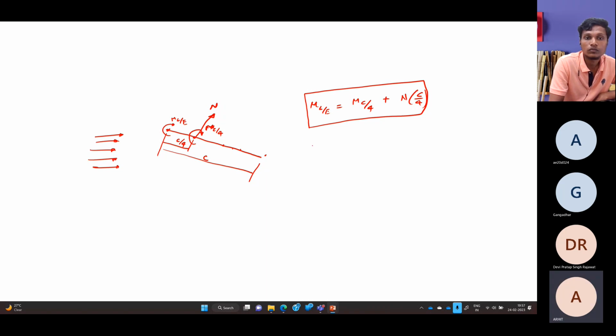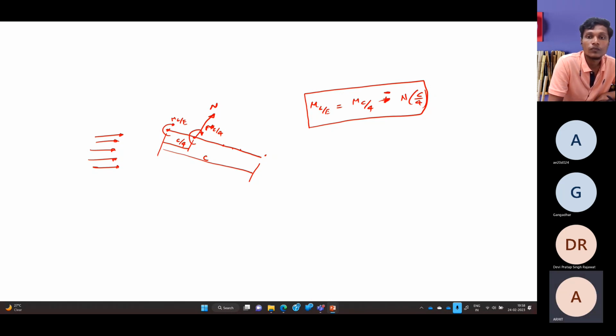Sir, actually, I think it will be negative before this C by 4. Yeah, sorry, because the distance is on the left side, right? Yes, sir. If it is on the right side, the distance, if it is the left side, you will get a counterclockwise moment because of this N. This is negative, right? You're right.